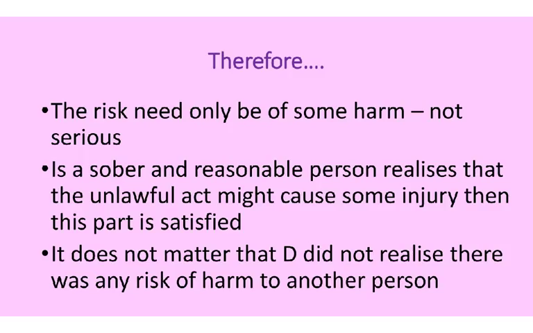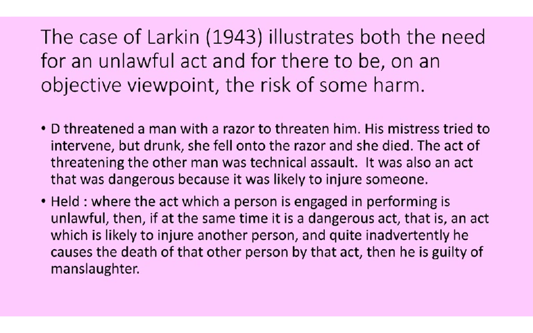It does not matter that D did not realise there was any risk of harm to another person. So in the case of Larkin, 1943, this illustrates both the need for an unlawful act and for there to be, from an objective viewpoint, the risk of some harm. D threatened a man with a razor. His mistress tried to intervene, but, drunk, she fell into the razor, cut herself and died. The act of threatening the other man was technical assault. It was also an act that was dangerous because it was likely to injure someone.